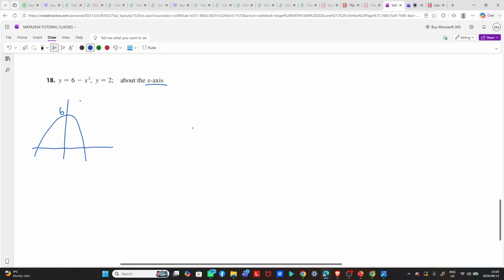Okay. Then they say we also need to sketch the line y equals 2. Say the line y equals 2 is somewhere here. This is the line y equals 2. And you want to rotate this about the x-axis. What is the region that is bounded really here? The region that is bounded is this one. Can you see that now? Between the region and the axis of symmetry, there is a gap.